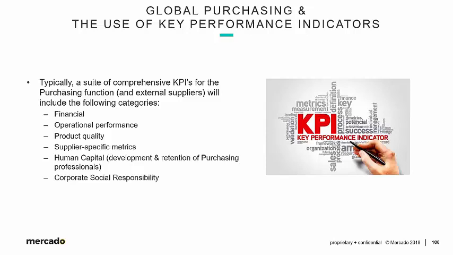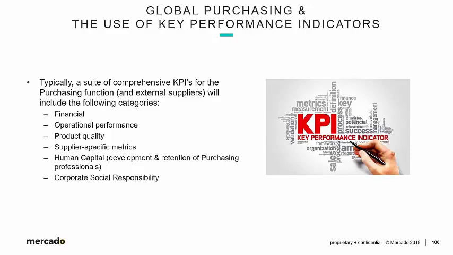Welcome back. In section 18, we're going to begin to delve into the specific KPIs that can be built around the global purchasing function. We're going to start by talking about the categorization of those KPIs. Typically, a suite of comprehensive KPIs for the purchasing function, both internally and with external suppliers and other supply chain partners, will include the following categories.